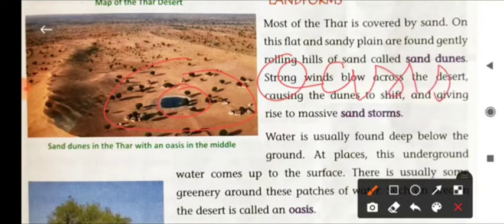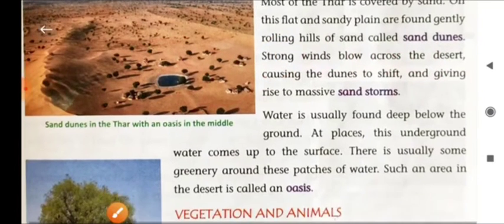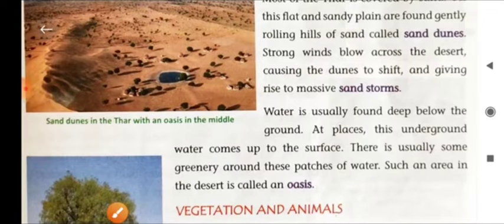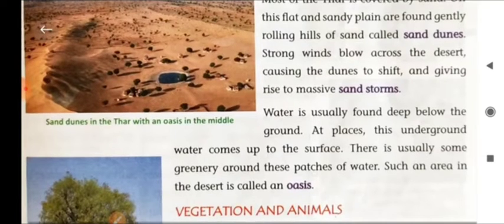What is this region called? Oasis. Okay. At the place where underground water comes up to the surface, there is usually some greenery around this passage of water, and such an area is called an oasis. Okay. So this region is called an oasis.